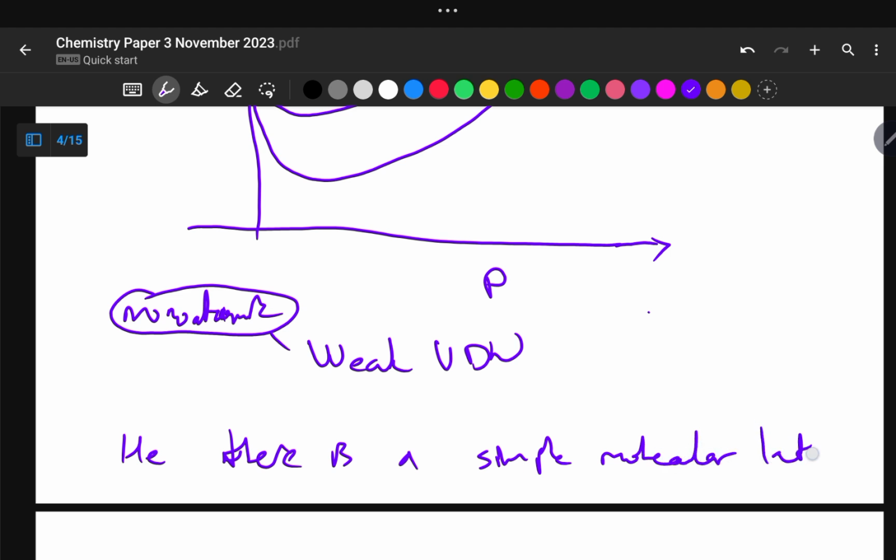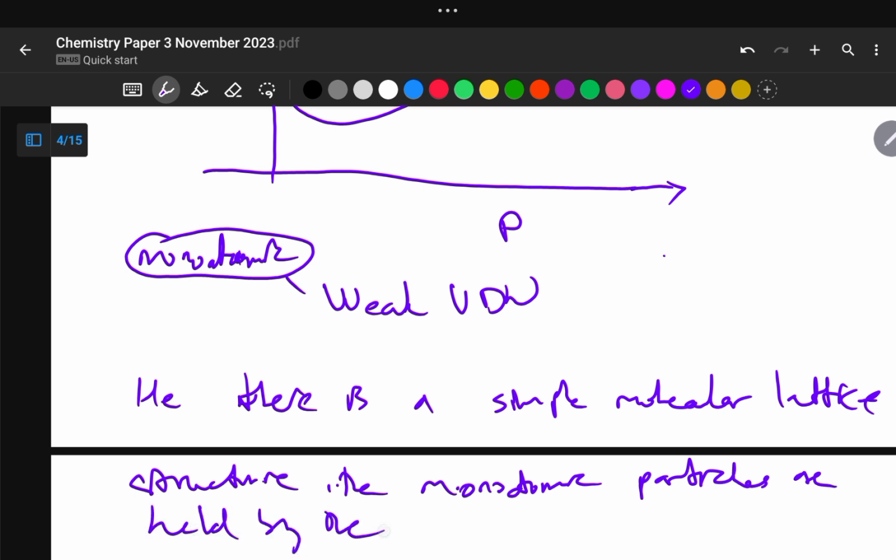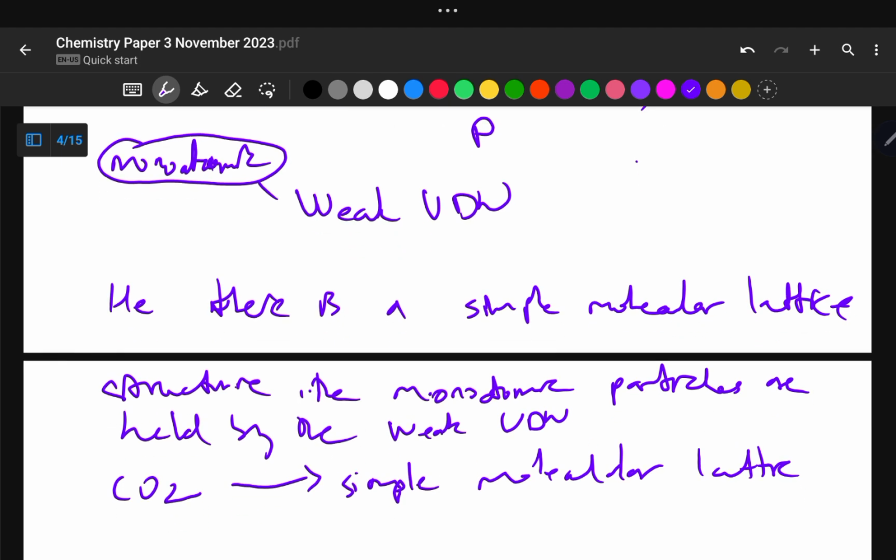So we can say that in helium, there is a simple molecular lattice structure whereby the monoatomic particles are held by the weak van der Waals forces. And then for carbon dioxide, the same simple molecular lattice structure whereby the particles are held by van der Waals forces.